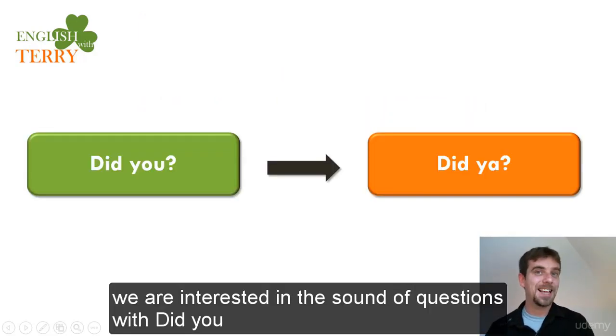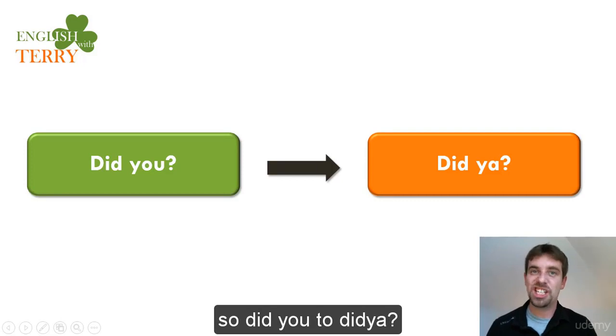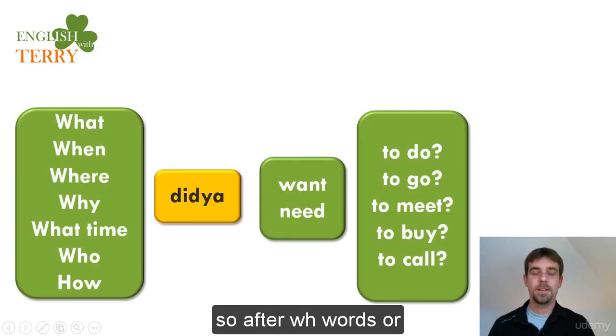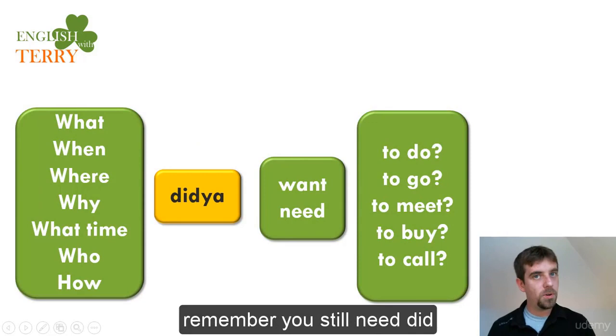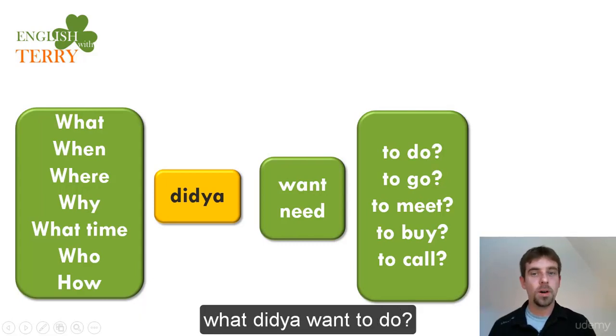We are interested in the sound of questions with did you. Very common to ask did you. So did you to did ya. Did ya. So after WH words, what, when, where, why, remember, you still need did for did ya. So where did you go? Where did you want to buy? What did you want to do, etc.